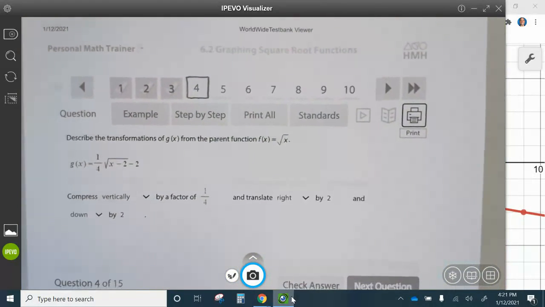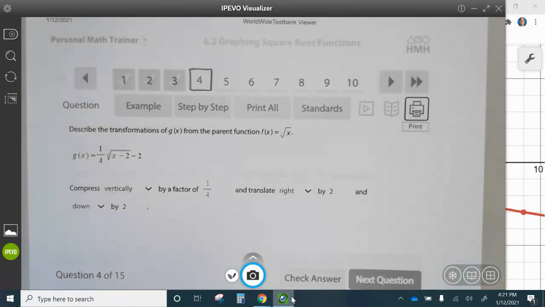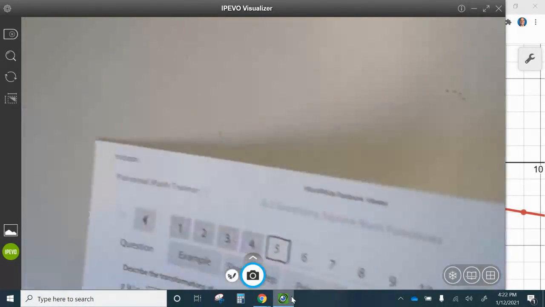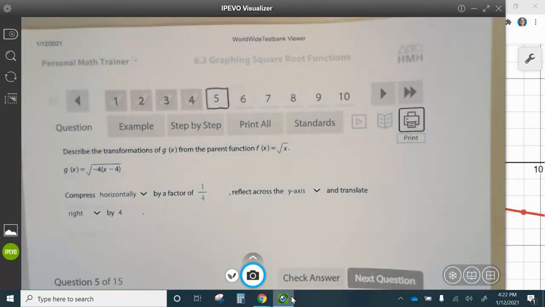Describe the transformation of g of x from the parent function f of x equals the square root of x, when g of x equals 1/4 times the square root of x minus 2 minus 2. Compress vertically by a factor of 1/4 and translate right by 2 and down by 2. All right, take a look at question number 5.